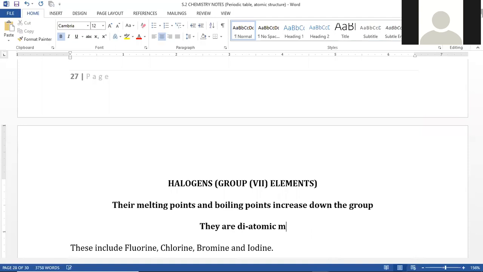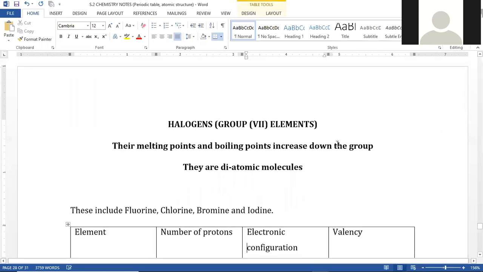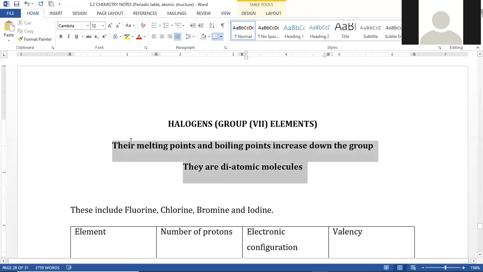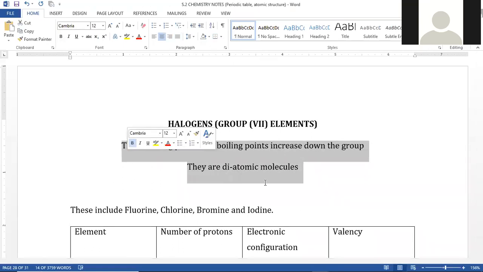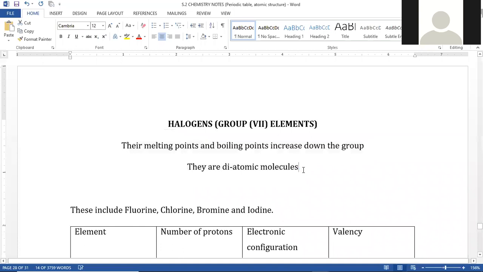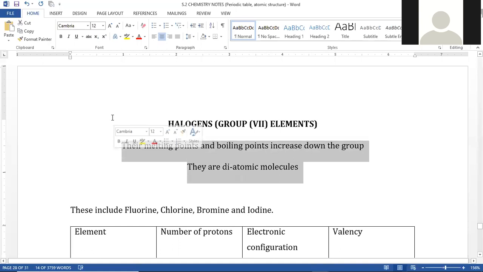Okay, thank you. We'll be continuing. Now mute ourselves. We'll be continuing with the other properties of the halogens. We go down and we look at the other properties of the group 7 elements in terms of reactivity, reactions.